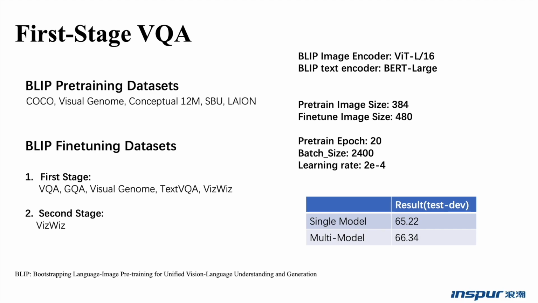We took a two-step finetuning strategy. Firstly, we finetuned the VQA task with the VQA, GQA, Visual Genome, TextVQA as well as the VizWiz VQA datasets. Then we finetuned the final model with the VizWiz VQA dataset. After the first stage VQA task, we obtained a 66.34 result with multi-model fusion.